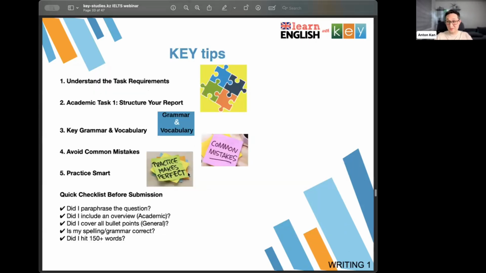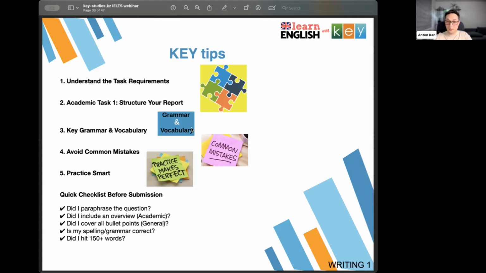So what are the secret techniques here? The first one, of course, understand the task requirements. It is very important. For academic IELTS, you need to describe visual data, which can be graphs, charts, tables, maps, diagrams, combinations, the ones that we just had a look at. No opinions, just facts, trends, and comparisons. And 150 words minimum, but actually it's a better idea to aim for 160 to 190 words.